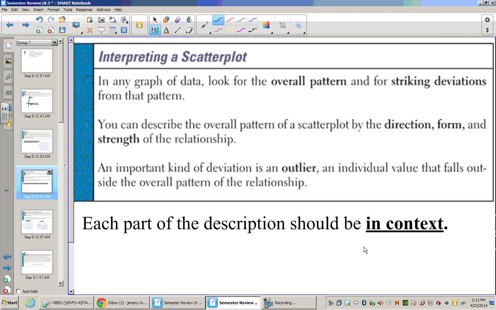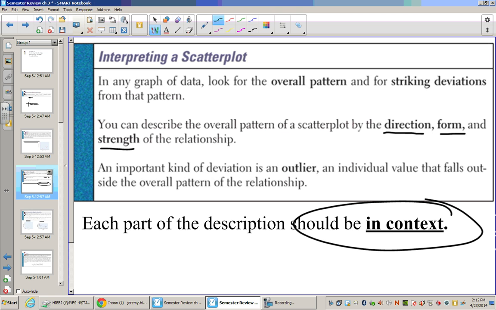When you interpret a scatter plot, there's a few things that you need to look for. You want to include the direction, form, and strength of that relationship. And each part has to be in context, and the sentence should be in context. Also, if there's any major outlier or influential point, you want to include that as well.